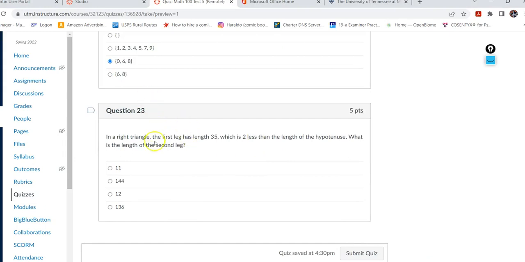Okay, and the last one is we have a right triangle. Okay, so let me draw this. Now remember, with the right triangle, you have 2 legs and a hypotenuse. The hypotenuse is the side opposite the right angle, and it's always the longest side.